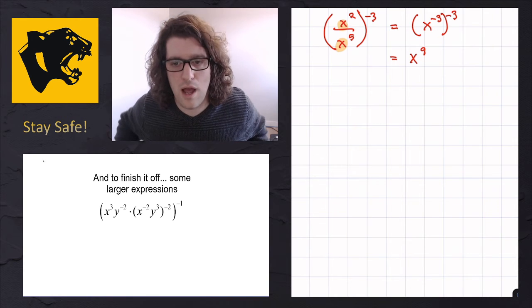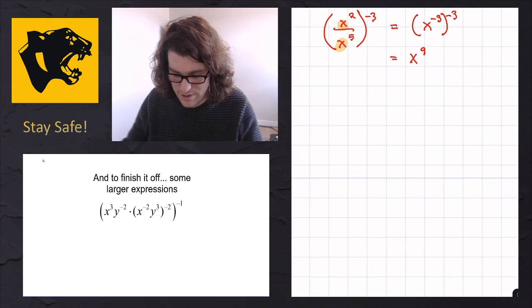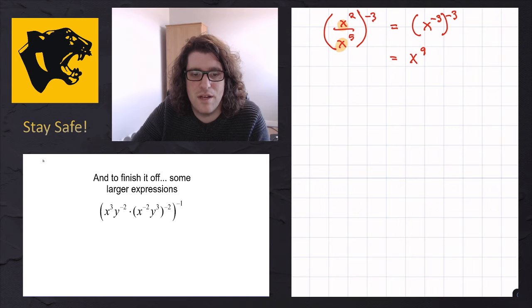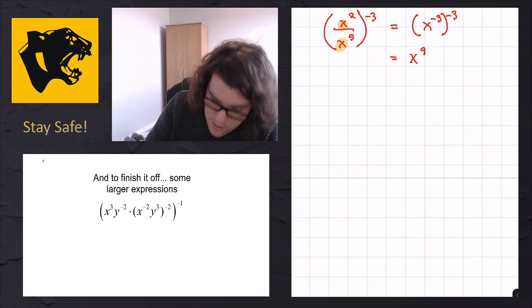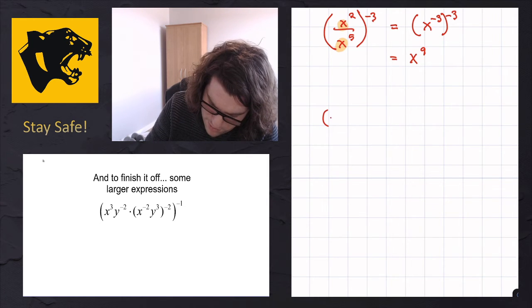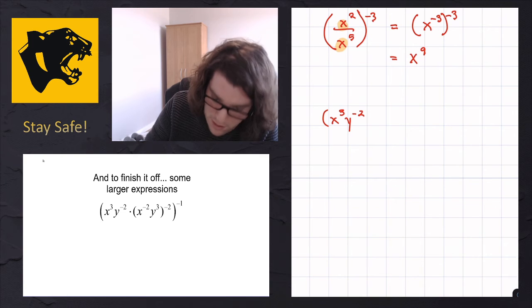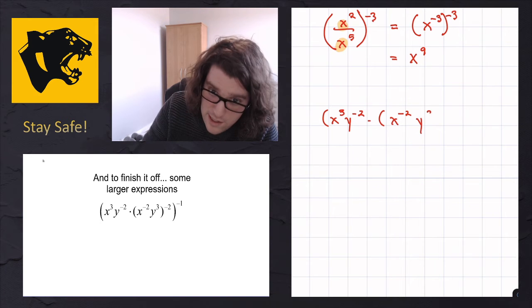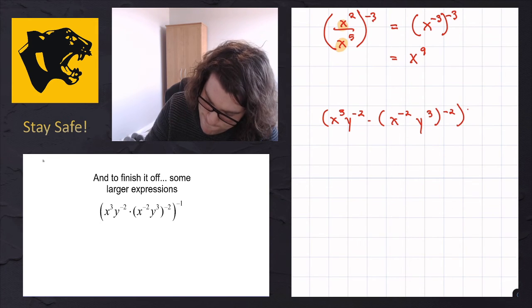So just as a last example, I have something that's a little busier in terms of the stuff that we're expected to do there. So we have x to the 3, y to the minus 2 times, in a bracket, x to the minus 2, y to the 3, all to the power of negative 2, and then in one big bracket, all to the power of negative 1. So again, I'm going to actually follow order of operations as I go through this and see how this will treat us. So I'm going to copy it down first so I have it to look at, and then we'll go from there.